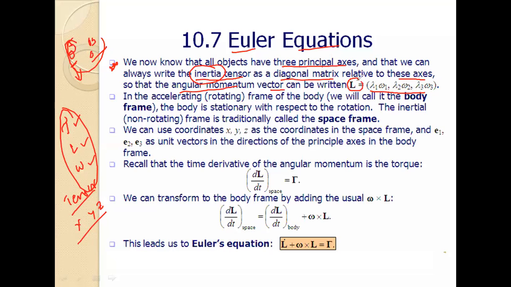L is the angular momentum vector. It is a function of lambda 1, lambda 2, lambda 3 and omega 1, omega 2, omega 3. So omega 1, omega 2, omega 3 are the angular velocity components. This is a long answer question. These three are the angular velocities along the three axes of the three-dimensional motion.